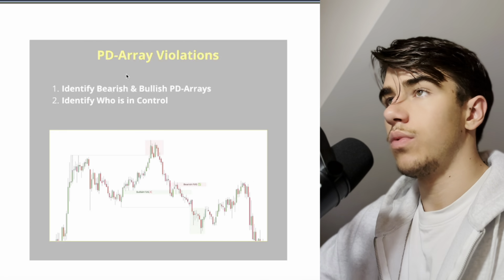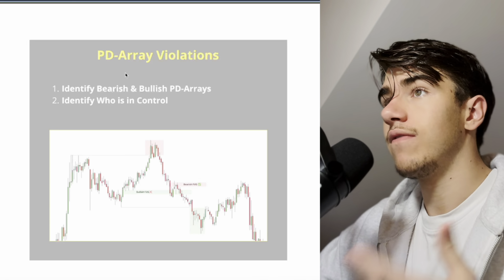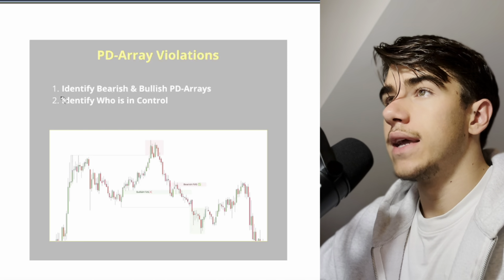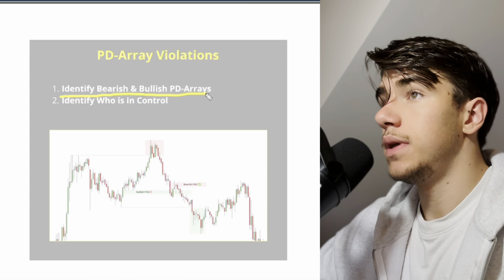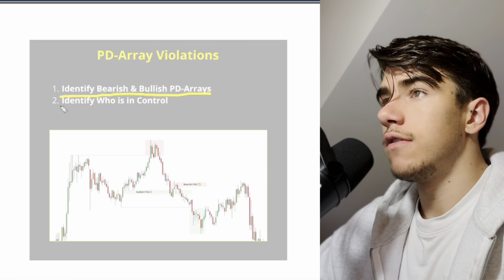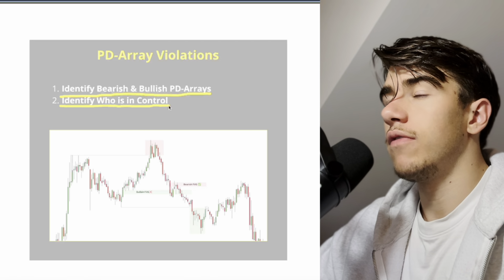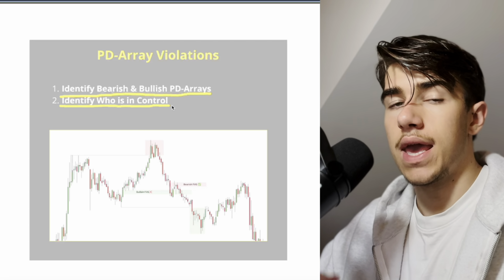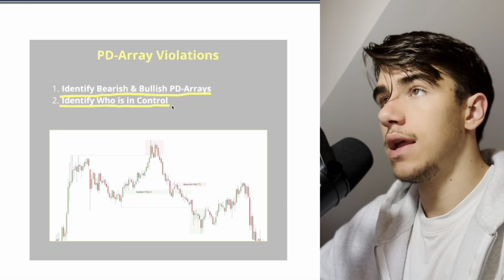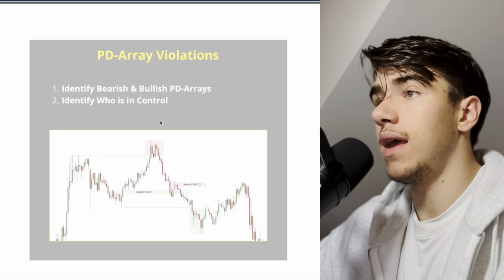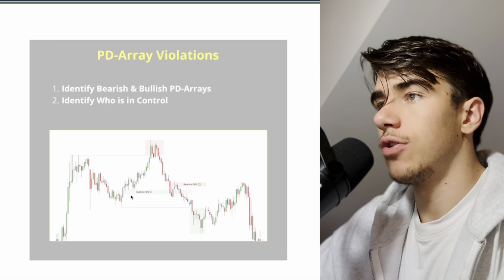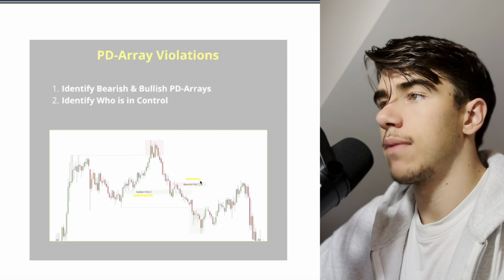Now, the next thing that we want to be looking for is PD array violations. Okay, so identify bearish and bullish PD arrays, and then you identify who's in control based off of how price reacts to bearish and bullish imbalances. So when I say PD arrays, I mainly refer to fair value gaps. And as you can see right here, we have a bullish fair value gap here, and we have a bearish fair value gap right here.